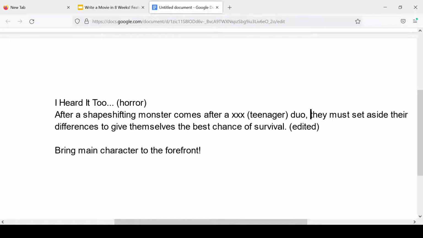Well, let me see. So set aside their differences to give themselves the best chance of survival. Well, we could probably assume that of almost any survival situation. So I think we're going to want to know why specifically these characters, right? Like, what does she actually have to do in order to defeat the monster? Does the monster impersonate her mother and try to take over the mom's life, like Coraline sort of thing? Or what exactly is going on? Can you maybe just tell us a bit more about the story?